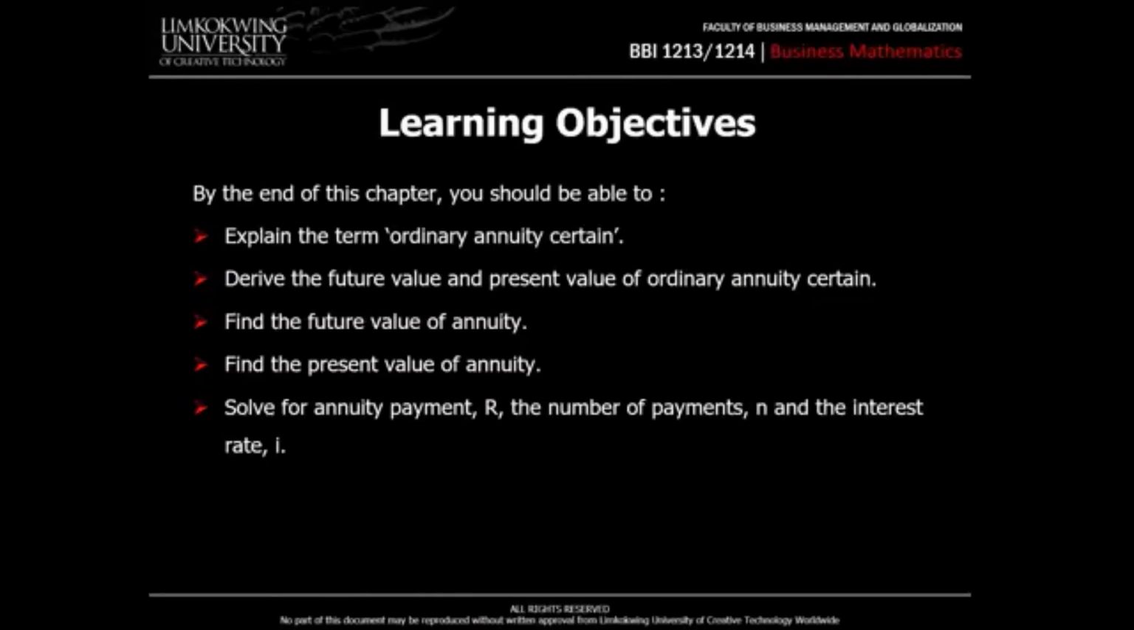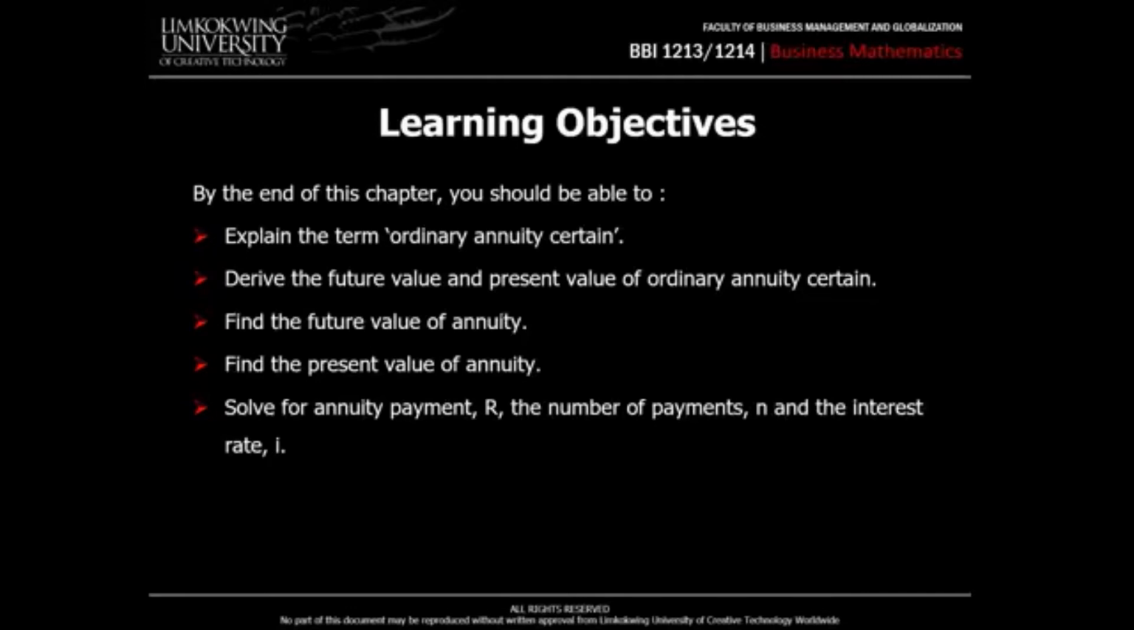Okay, so these are the learning objectives for this chapter. The first thing you have to understand is the term ordinary annuity certain. In terms of annuity, we actually have three or four types, but we will only look into one type of annuity, which is ordinary annuity certain. Second, we have to derive the future value and present value of ordinary annuity certain.